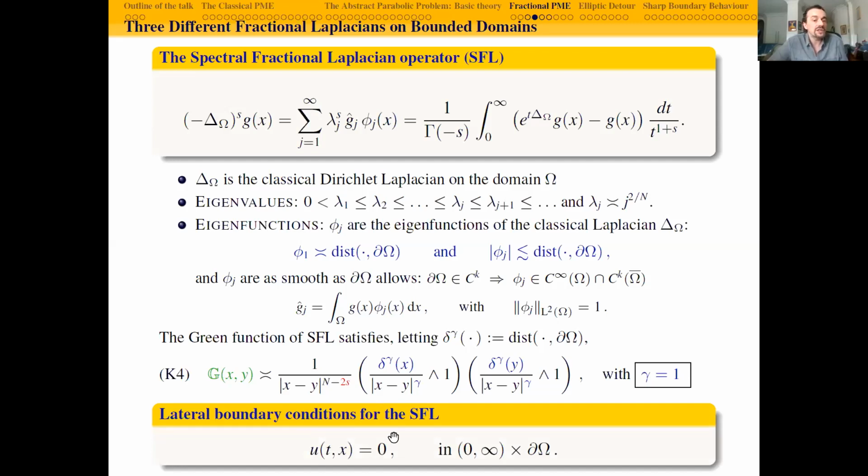The lateral boundary conditions here are the same. You have just to prescribe zero on the topological boundary because this is a power of the Laplacian. I have an explanation for this in terms of stochastic process. I will give it to you in a second.